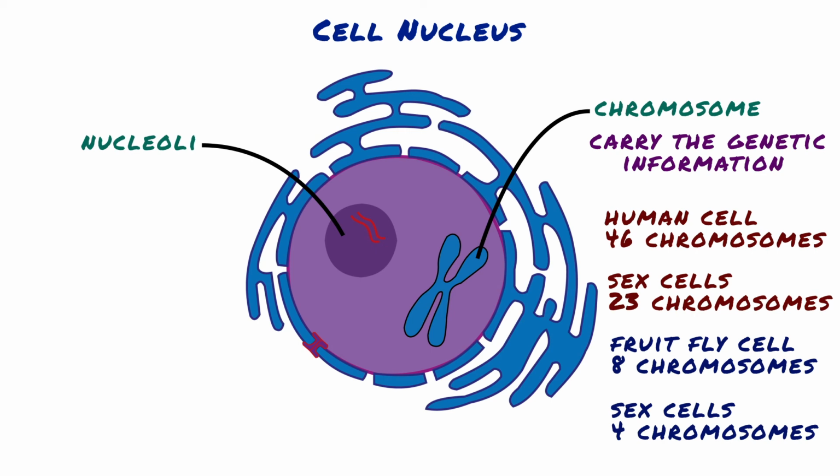Also, in the nucleolus, proteins imported from the cytoplasm are assembled with rRNA into large and small subunits of ribosomes. These subunits then exit the nucleus through the nuclear pores into the cytoplasm, where a large and a small subunit can assemble into a ribosome.